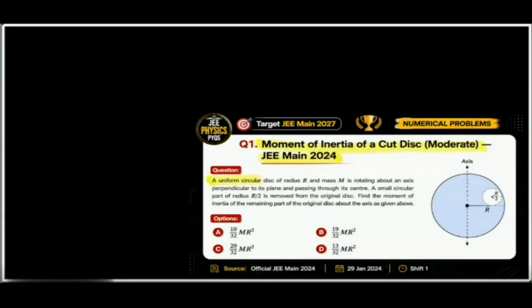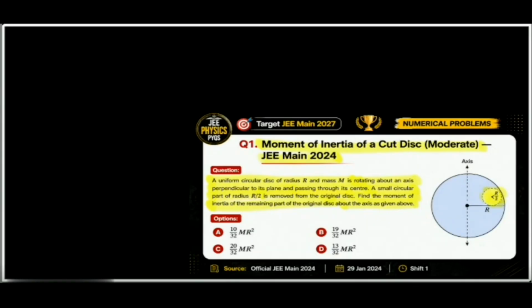A uniform circular disk of radius r and mass m is rotating about an axis perpendicular to its plane and passing through its center. A small circular part of radius r by 2 is removed from the original disk, shown over here. We have to find the moment of inertia of the remaining part of the original disk about the axis as given above. The key idea is simple.